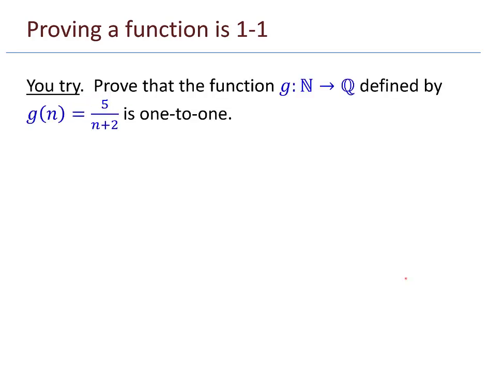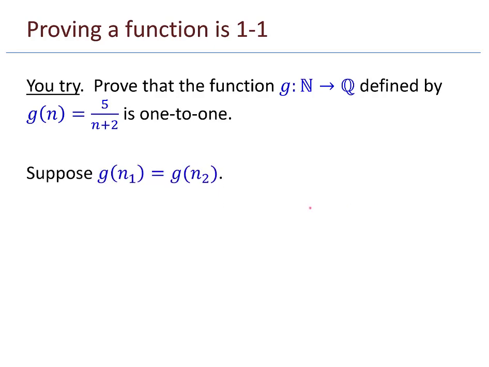Here's another example. You try this one. Prove that the function g from the naturals to the rationals, defined by g of n equals 5 over n plus 2, is one-to-one. Pause the video, write it out, start it up again to check your work. Here we go.